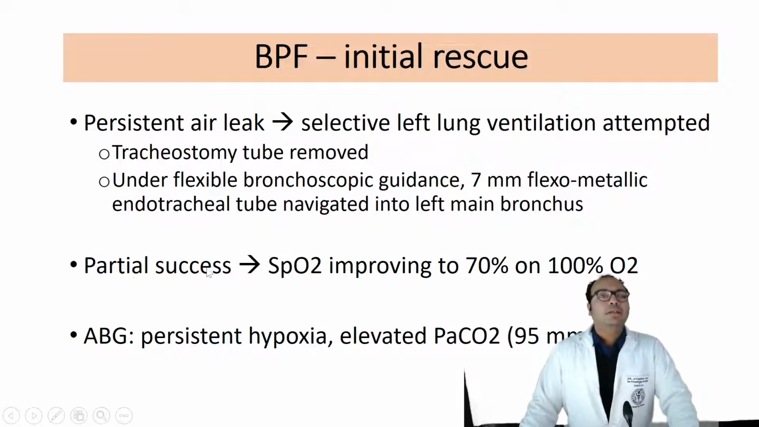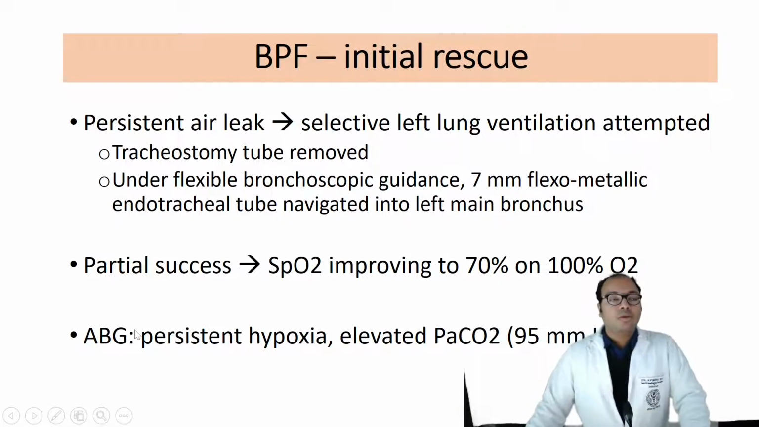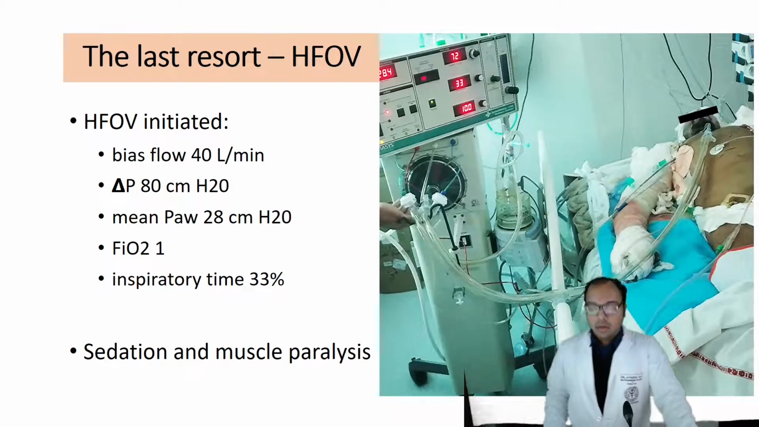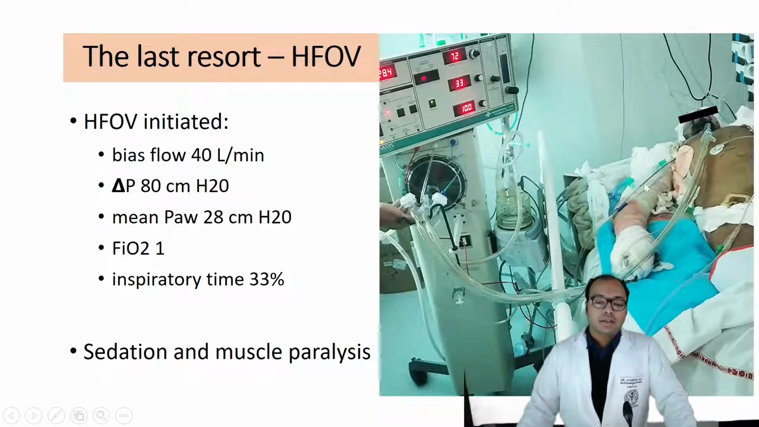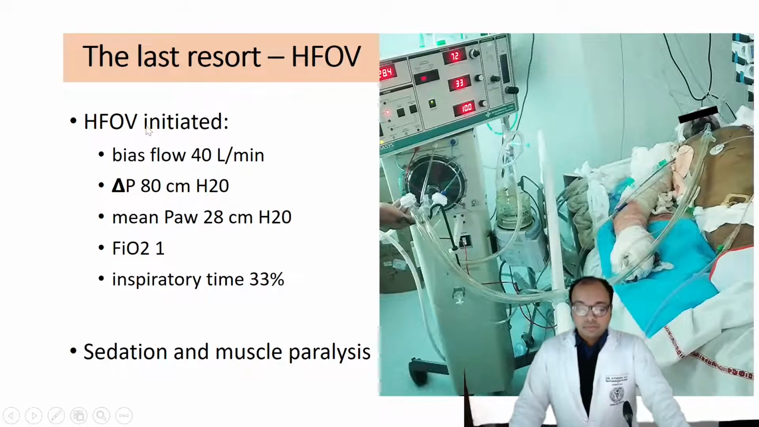So we had some partial success. Saturation improved transiently to 70%, but that was not sustained for a long time. And the ABG obviously showed signs of persistent hypoxia and also hypoventilation. PCO2 had also gone up to 95 millimeters of mercury. At this time we thought of another rescue therapy, as a last resort, so we opted for high frequency oscillatory ventilation, which was luckily in working condition at that time.